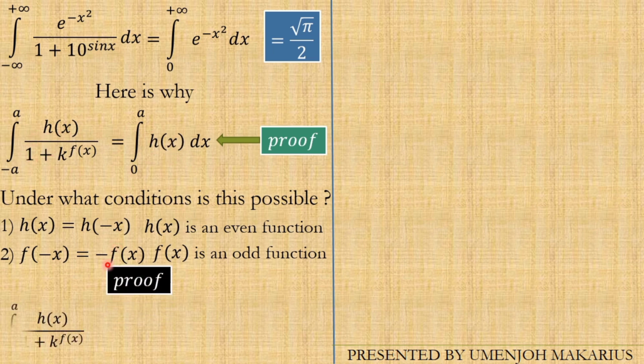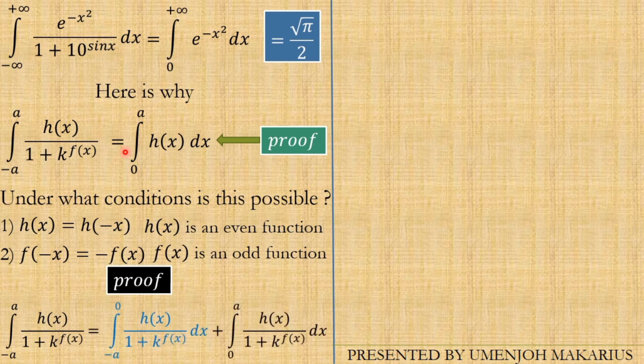So this is the integral that we have: the integral going from negative a to a of h of x over 1 plus k raised to the power f of x. We can split the integral into two parts, since we are going from negative a to a, so we have to split it somehow. We are going to have the integral going from negative a to 0 of the function, plus the integral from 0 to a of that same function.